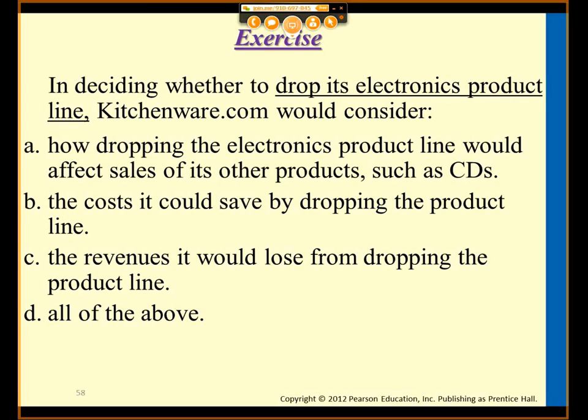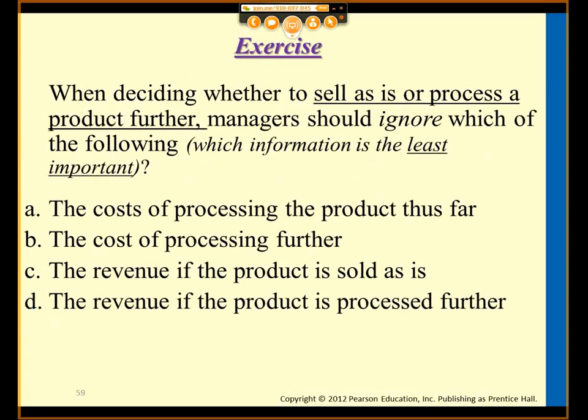In deciding whether to drop its electronics product line, kitchenware.com would consider how dropping the electronics product line would affect sales of its other products such as CDs, the cost it could save by dropping the product line, the revenues it would lose from dropping the product line, or all of the above. A, B, C, none, D. Good job.